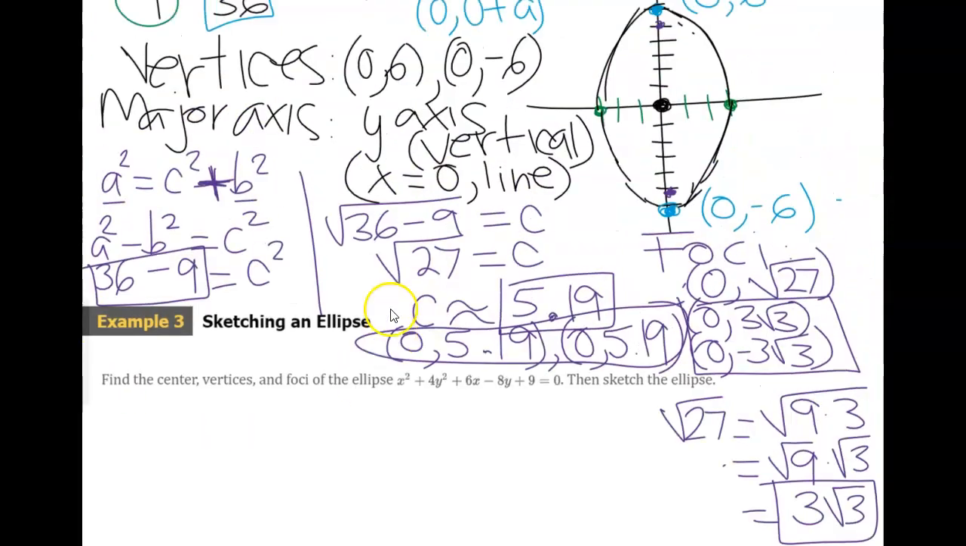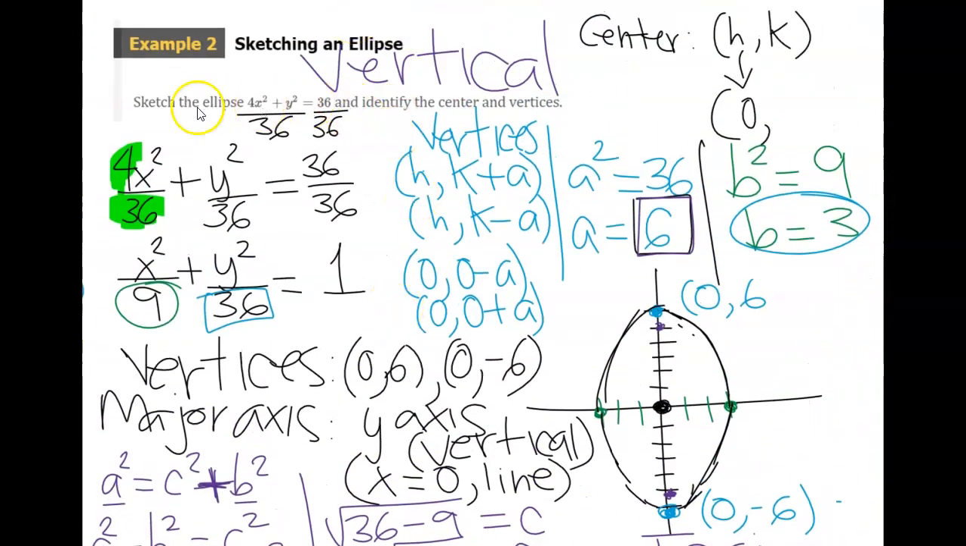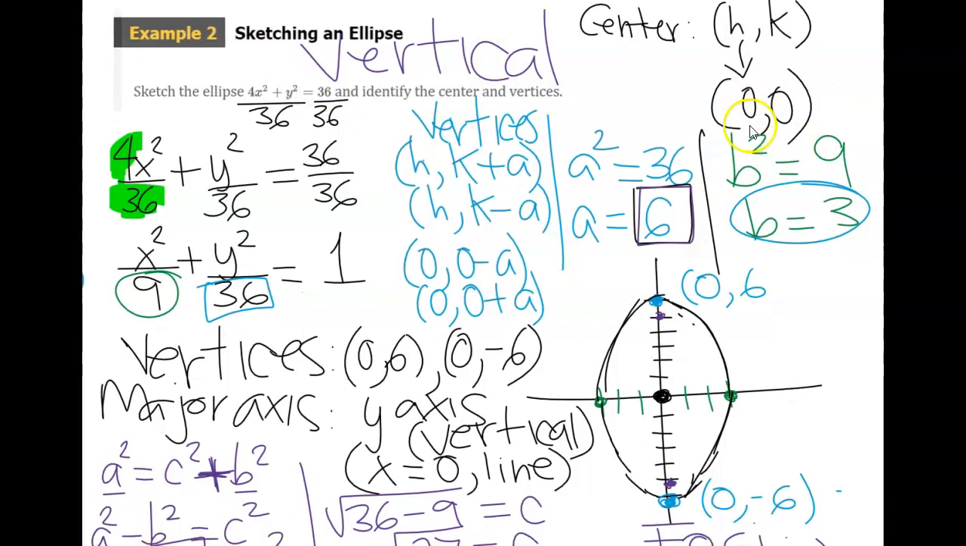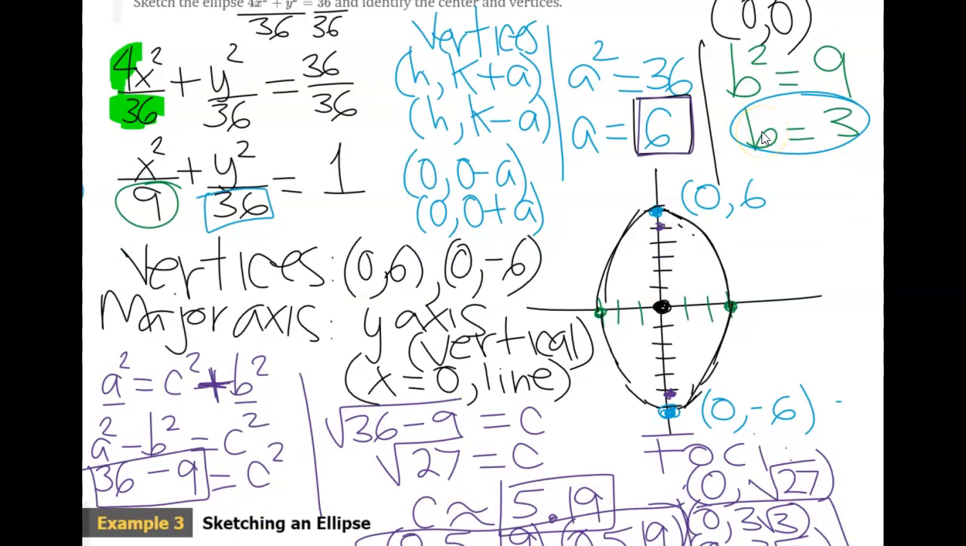Recall for this question, it was just sketch the ellipse, identify the center and the vertices. So we did that right away. The center was at 0, 0. And we found that by dividing everything by 36. And here was the equation. After that, everything was too simple.